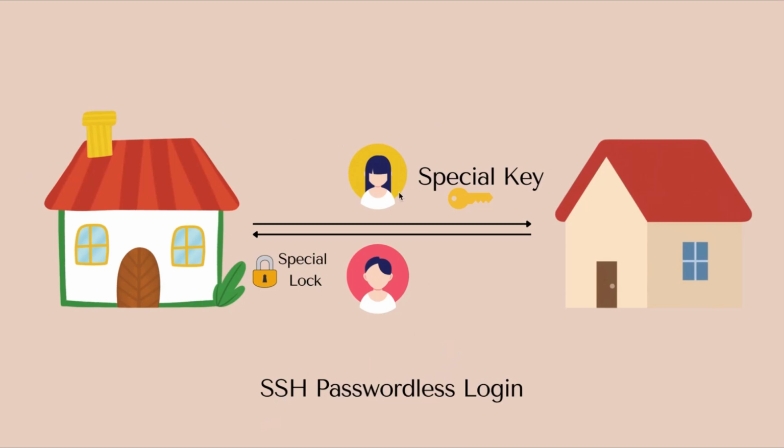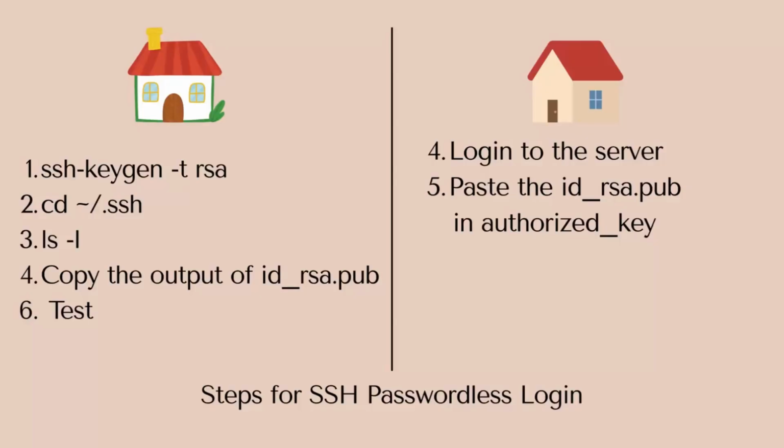Now I am quite sure you understand the concept of SSH passwordless login, and now I will tell you the detailed steps on how you can achieve this in your server. Now imagine these two houses as servers. This is server A and this is server B. So in server A, we will use the ssh-keygen command to create two files. One is the private key, that is secret, and the other is the public key, that is the shareable lock, which we will be sharing with our server B.